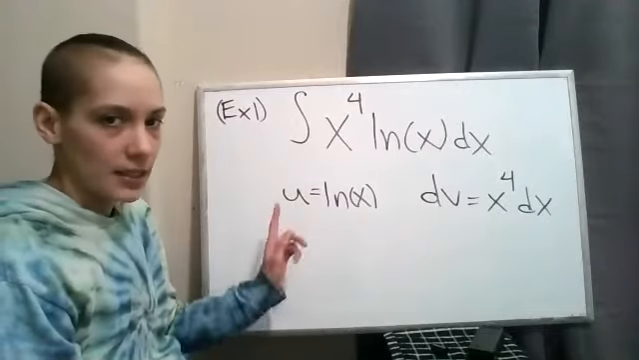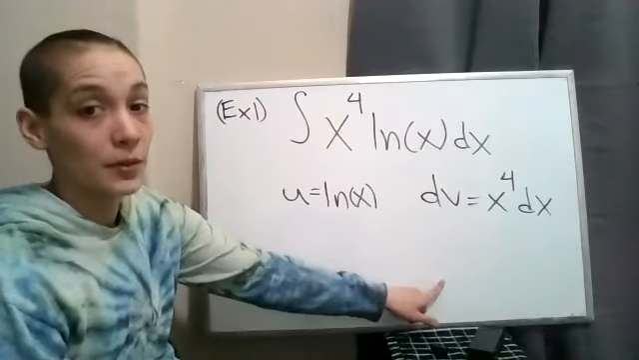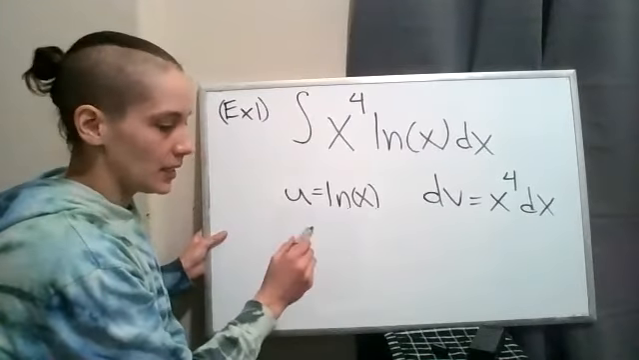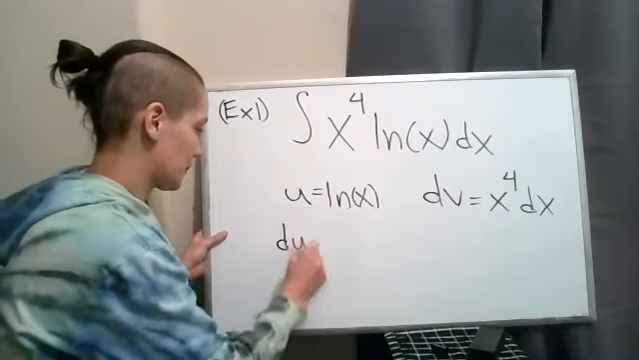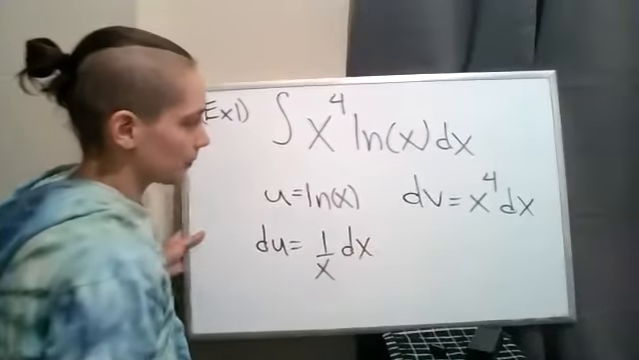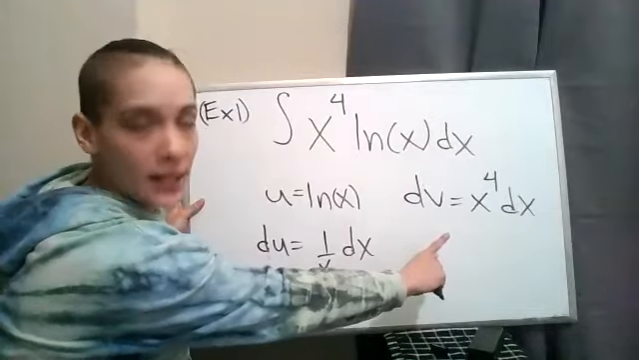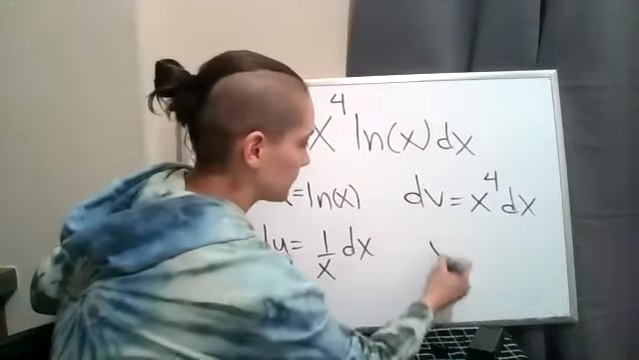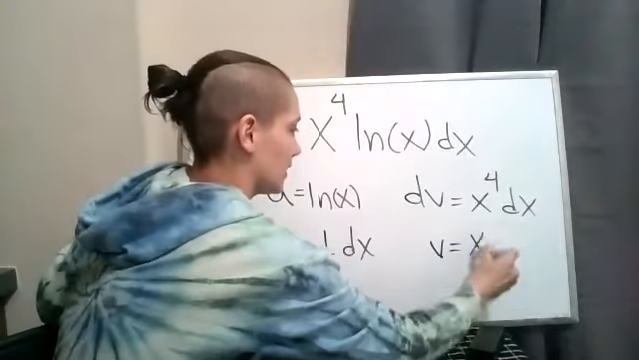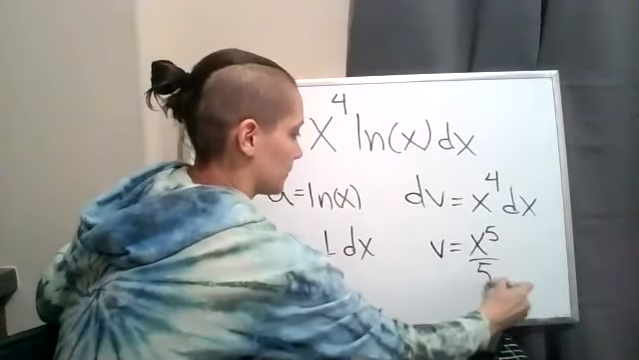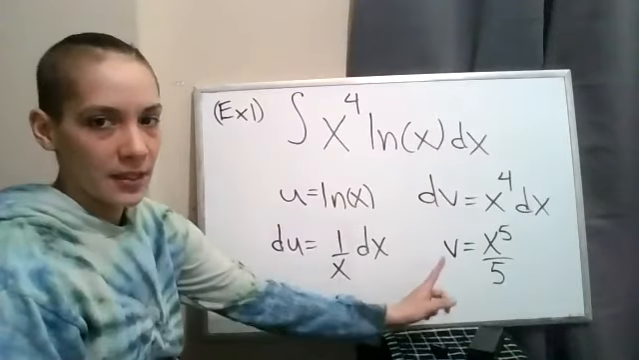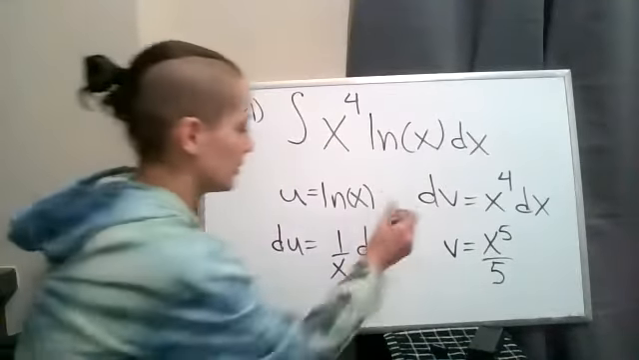On this side, it's the derivative, and that side, it's an integral. So the derivative will give us du equal to 1 over x dx. Over here, we have v equal to x to the 5th over 5. And then you multiply u with v, and then subtract the integral of v du.